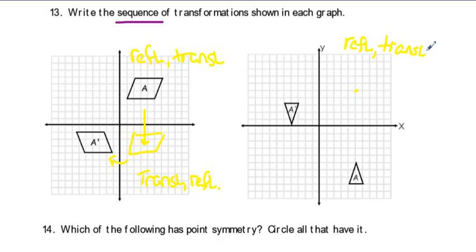Could it be a rotation? Absolutely. It could possibly be a rotation. You could rotate it counterclockwise 180 degrees, and then a translation after that. So after you rotate it, you're 1, 2, 3, 4, 5, 2, 3, 4. So you'd have to rotate it over 1 and then down.